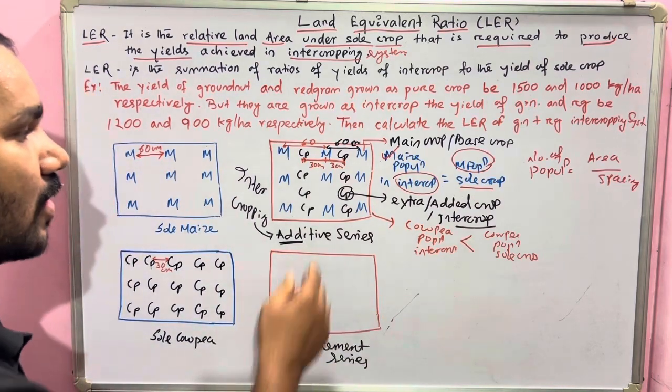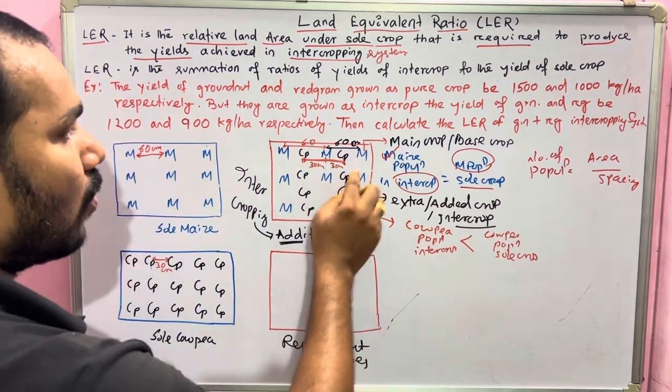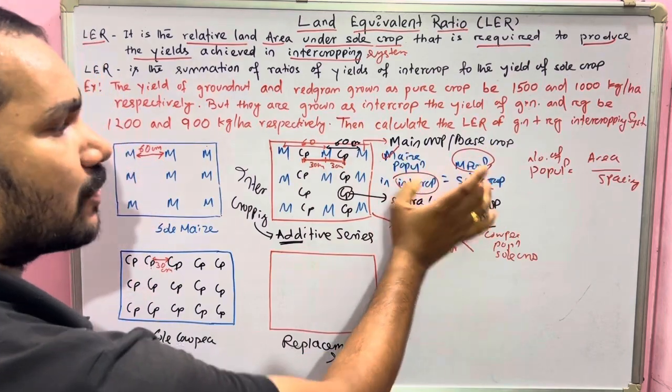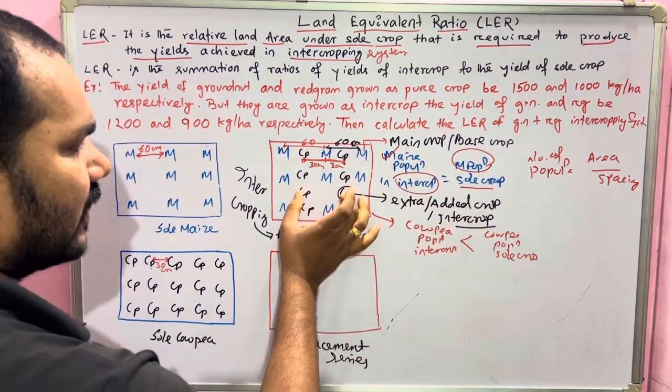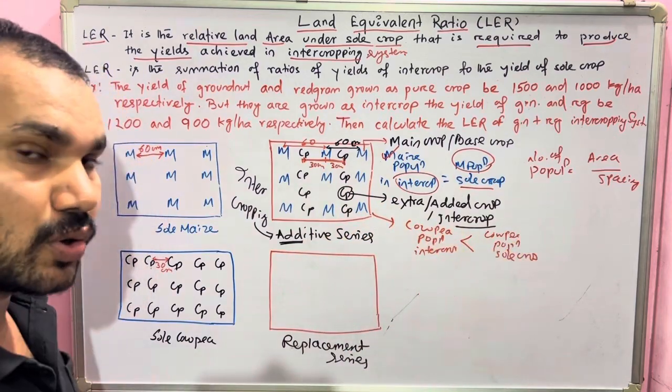Okay, so in additive series there will be two types of crop. One is the main crop or base crop, whose population is the same as that of the sole crop. Another is called the added crop or intercrop, whose population is less than that of the sole crop.